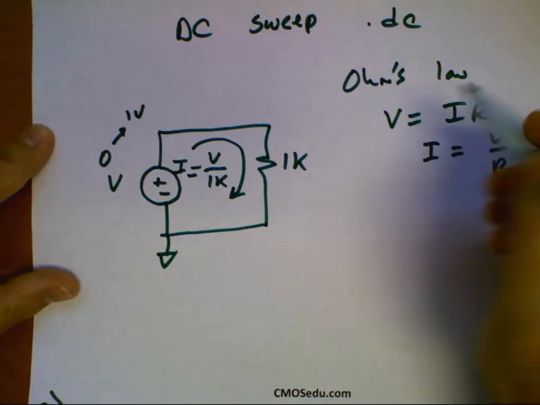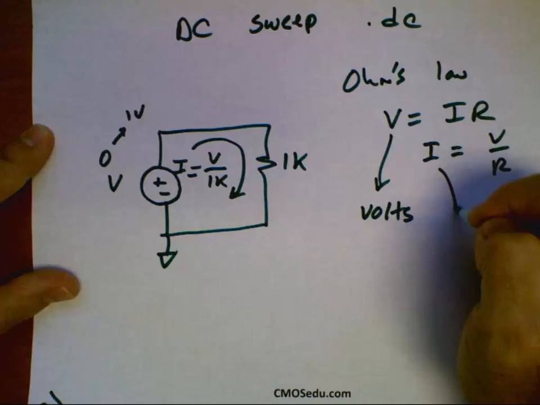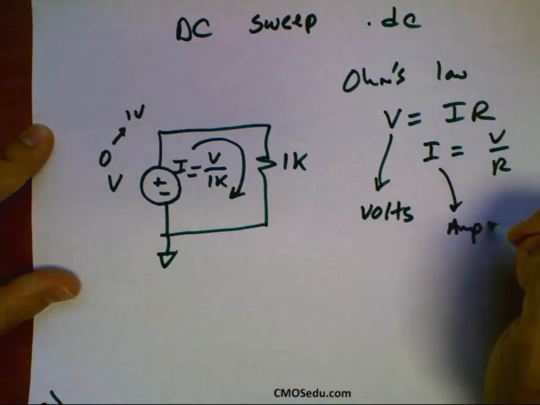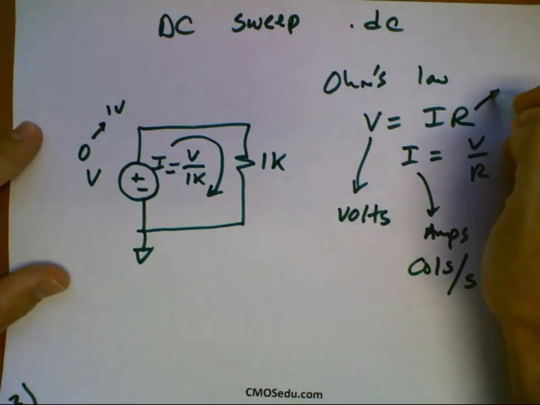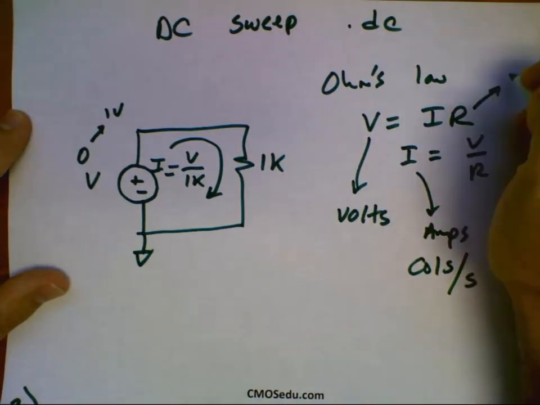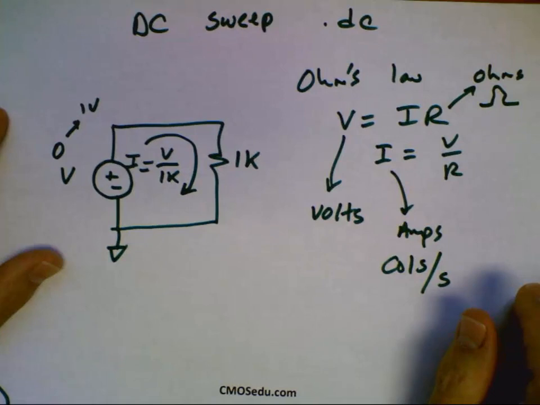And let's just make sure I'm complete. Units here are volts. Units here are amps, which are coulombs per second. You already learned this from physics, so I'm repeating. And then the resistance is measured in ohms, which has a symbol capital omega in Greek letters.